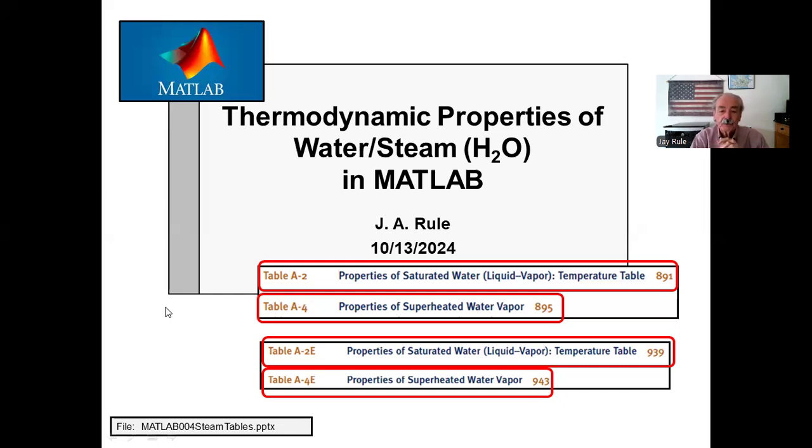So what I want to offer you is a standalone MATLAB file. Actually, it will be two of them, one in English and one in SI, where if you, the user, enter some two independent properties, the others can be looked up for you. Basically, the tools involve the tabulation of tables A2 and A4, all bundled up into one file, as well as A2E and A4E for English system units.